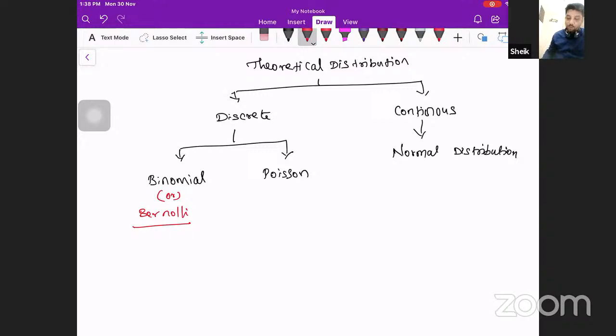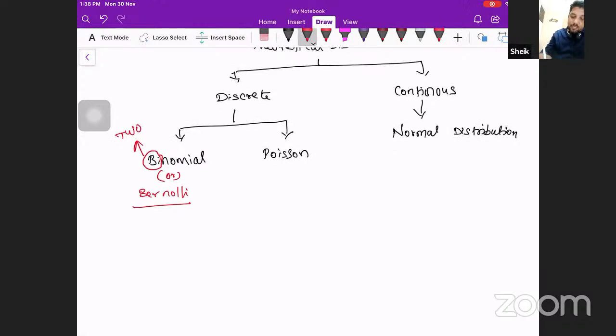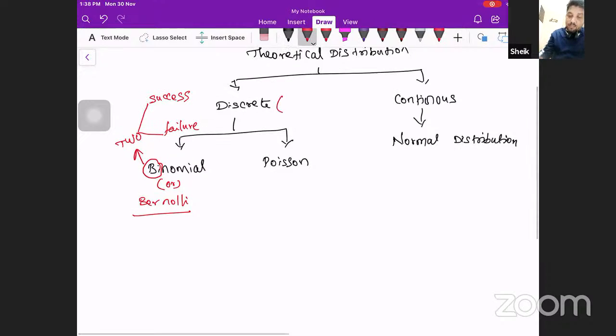As far as binomial distribution is concerned, what does bi stand for? Bi stands for 2. The 2 can be success or failure. And one more very important thing here: as far as our syllabus is concerned, discrete binomial and Poisson will take only positive integers.